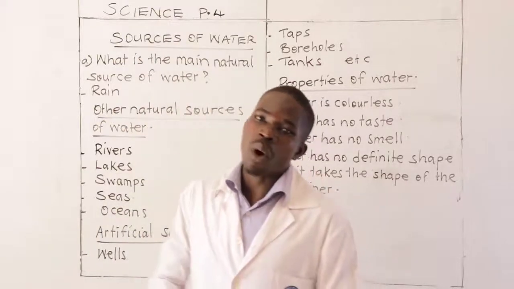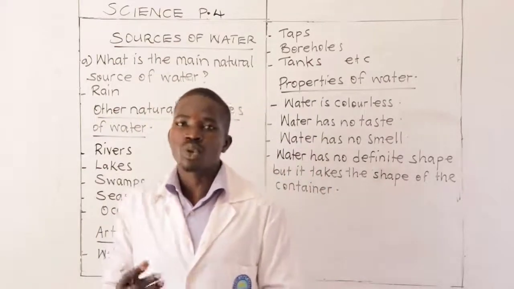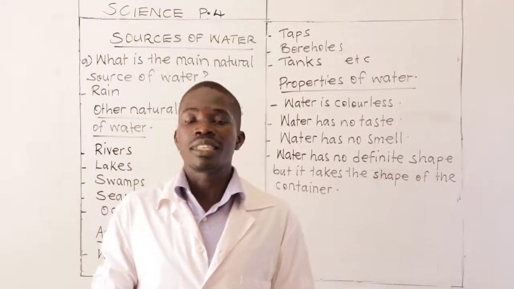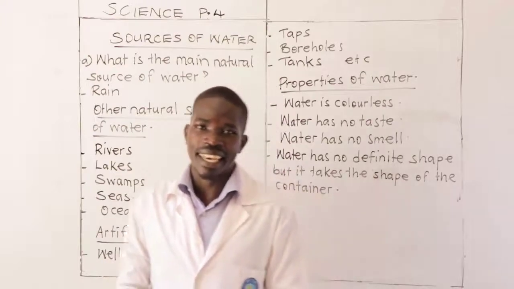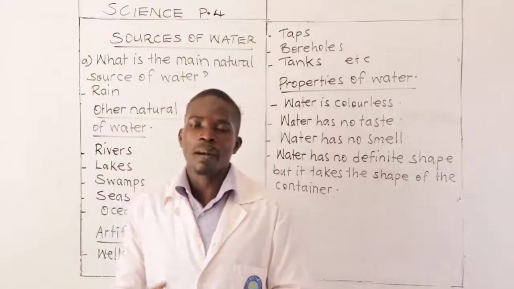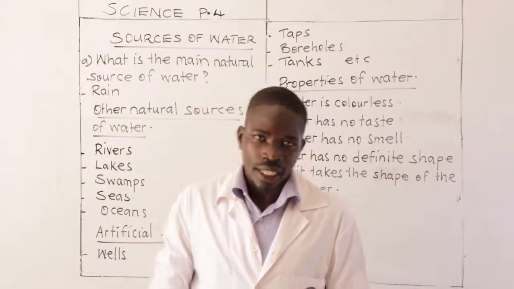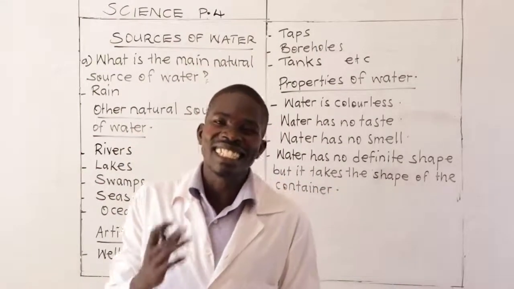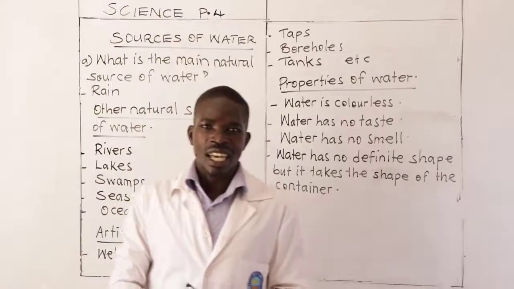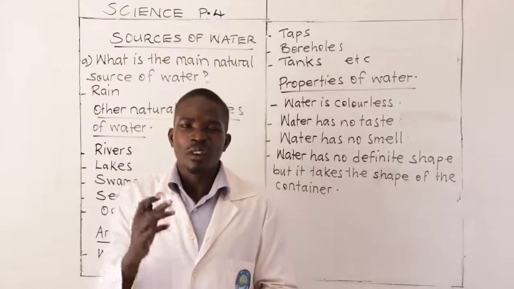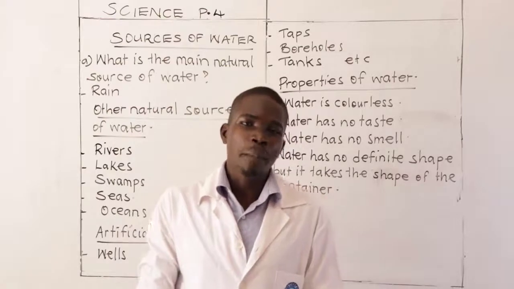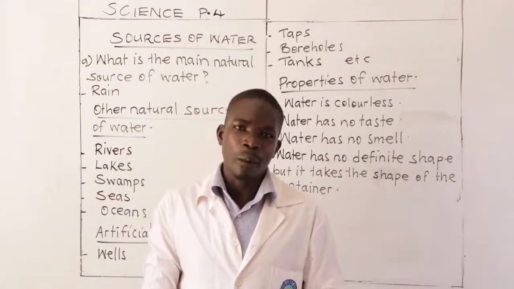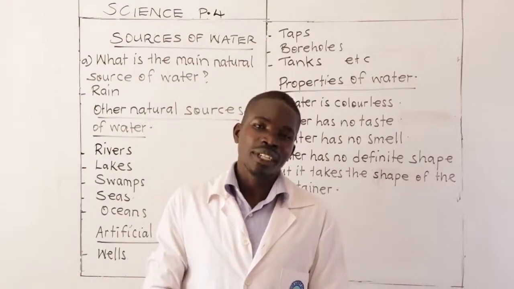And when they ask you at what degrees water boils, water boils at 100 degrees Celsius on the centigrade scale. And water freezes at 0 degrees Celsius, which is 32 degrees Fahrenheit. So the freezing point of water is 0 degrees Celsius, and the boiling point is 100 degrees Celsius.